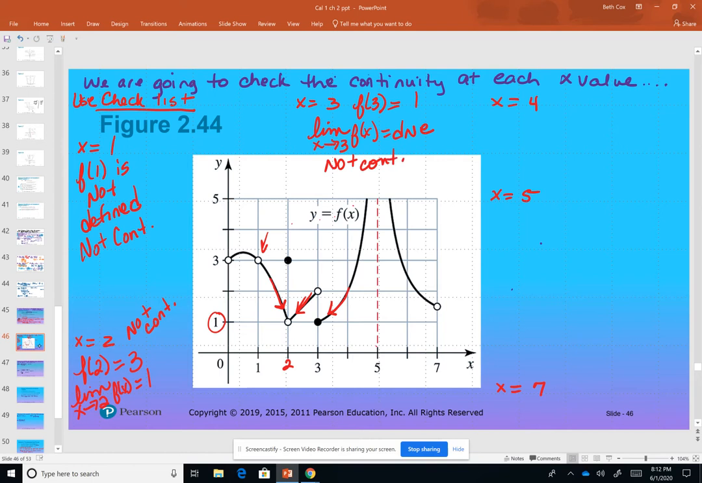Okay, so now x equals 4. F of 4 is defined. There it is. It's 2. And the limit is also defined. From the right, we get 2. From the left, we get 2. So the limit of the function is 2. These are the same. So the function is continuous at 4.